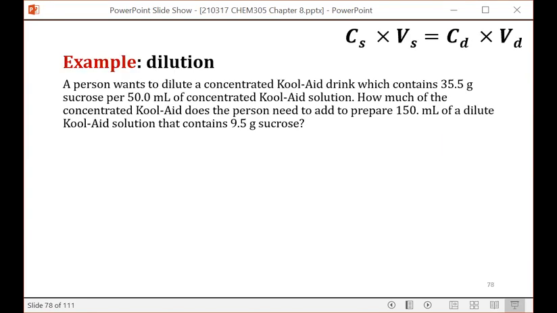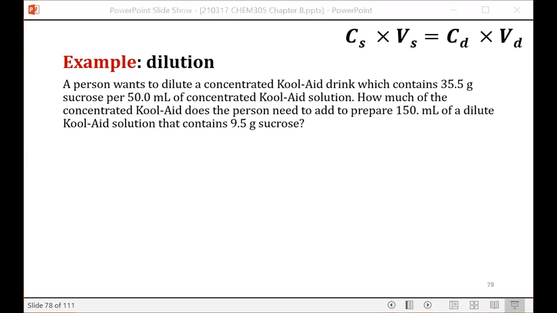A person wants to dilute a concentrated Kool-Aid drink, which contains 35.5 grams of sucrose, sugar, for 50 milliliters of concentrated Kool-Aid solution. How much of the concentrated Kool-Aid does the person need to prepare 150 milliliters of a dilute Kool-Aid solution that contains 9.5 grams of sugar?